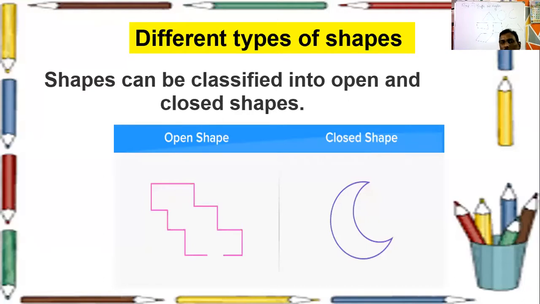Open shapes and closed shapes. When it is not completely closed, you can look at the left one, it is an open shape. Right one is a completely closed shape.